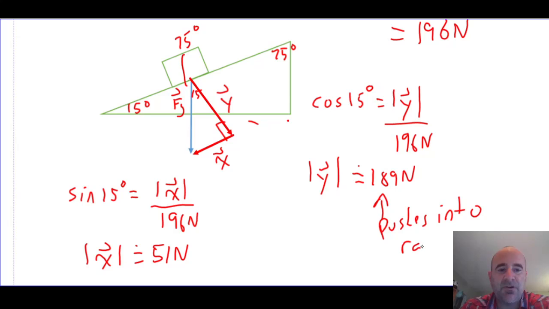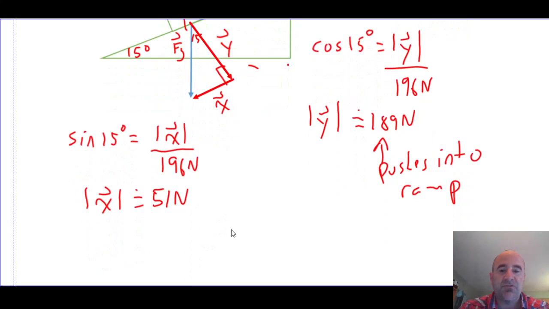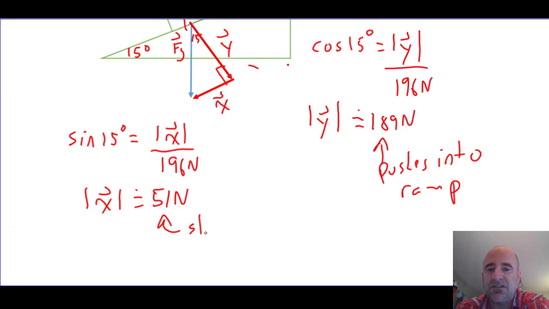So the component of gravity pushing the box into the ramp, and the second one, pushes into the ramp. The second force is what makes it want to slide down the ramp. Only a 51 Newton force is causing it to slide down the ramp. And we could keep going with this problem.